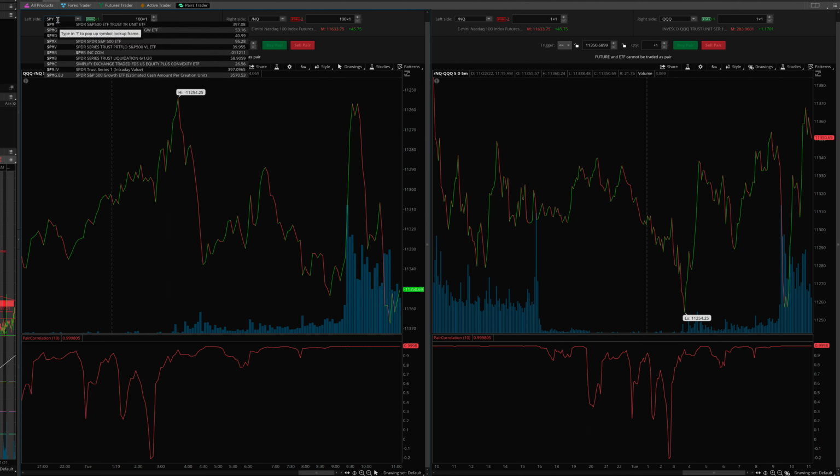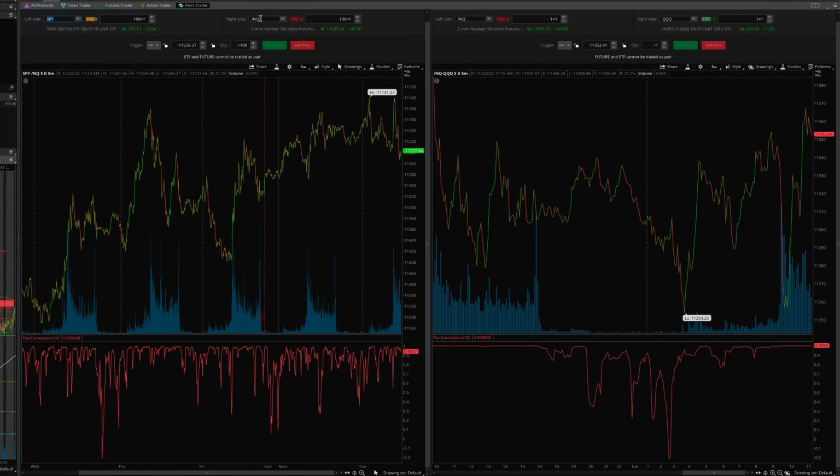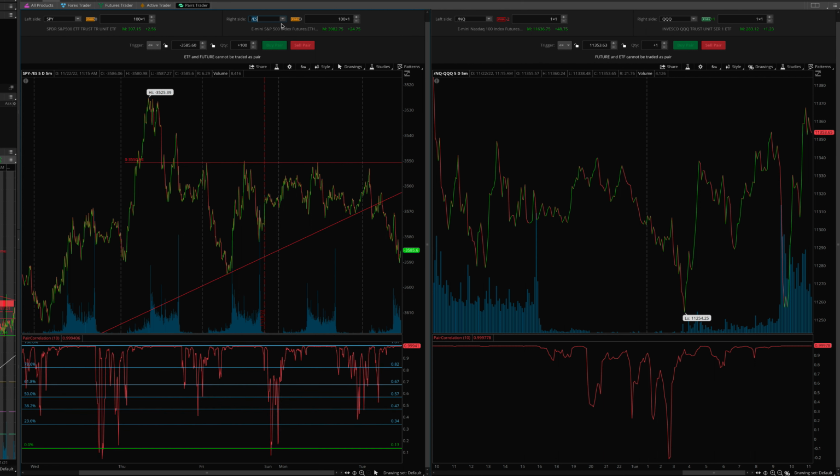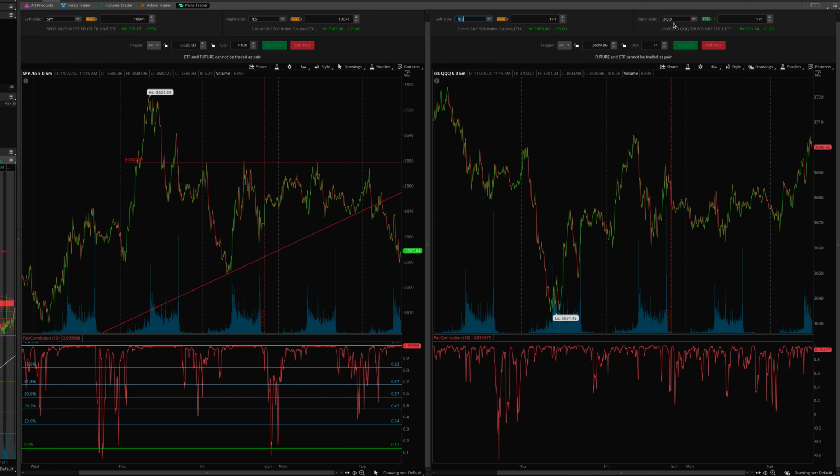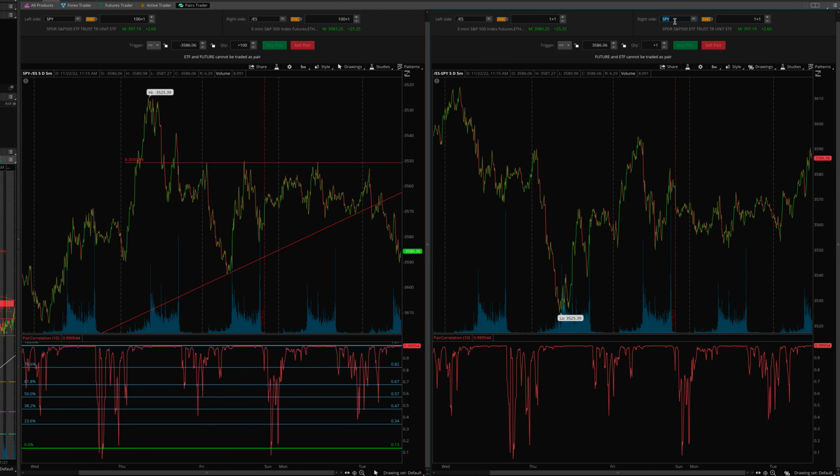SPY's opposite for some reason, and ES, don't ask me why. That's the way that they coded the system. It'll give you the inverse, the opposite way. See what I mean? So if this is the inverse, this is the one that I use.